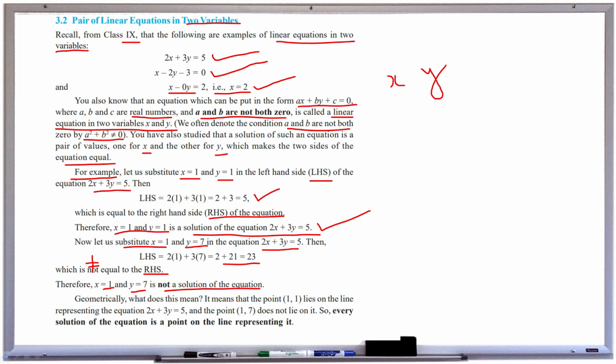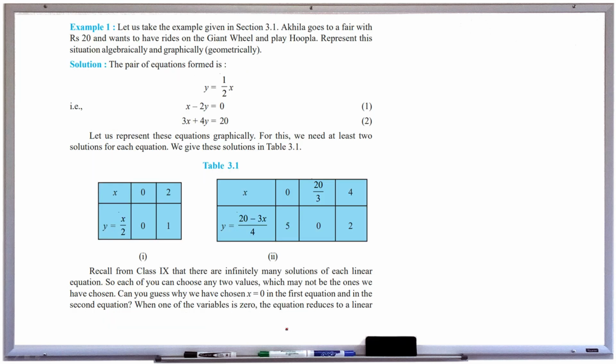Geometrically, what does this mean? It means that the point (1, 1) lies on the line representing the equation 2x plus 3y is equal to 5, whereas (1, 7) does not lie on it. So every solution of the equation is a point on the line representing it.